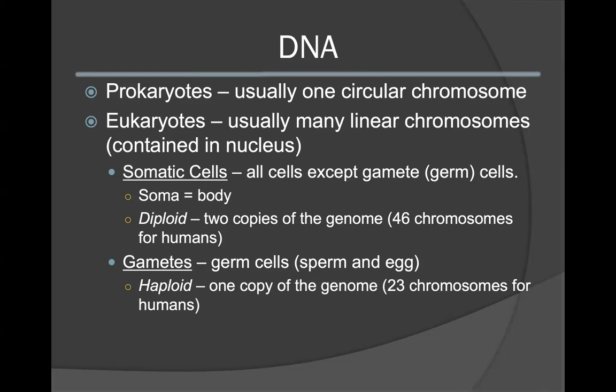In humans, we have 46 chromosomes in total. 23 originated from our mother and 23 originated from our father. Eukaryotic organisms also typically have gametes or germ cells. These would be consistent with the sperm and the egg. These gamete cells are considered to be haploid because they only have one copy of the genome, meaning that in humans, the gametes would have 23 chromosomes.